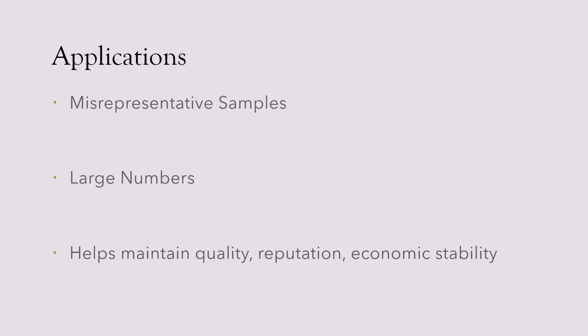So how does this apply to the engineering world? Misrepresentative samples are very common, which will throw off our entire data analysis because it all stems from the sample being used. Acceptance sampling allows us to fix this problem by not only accepting lots satisfying our risk point, but also it means we're working with smaller numbers compared to large numbers, and overall it helps us maintain quality, reputation, and economic stability.